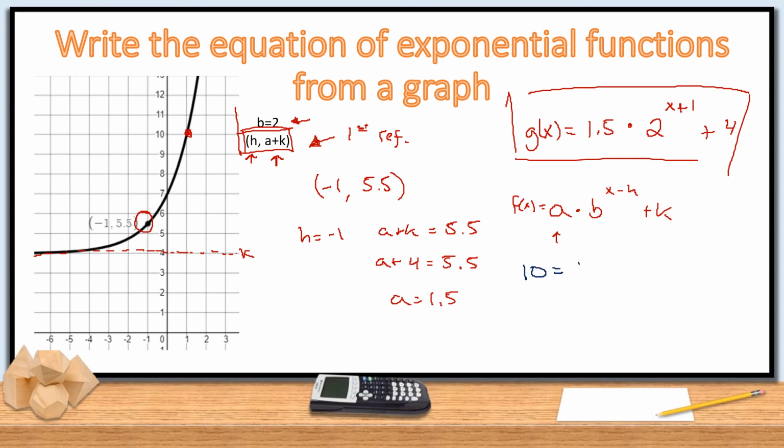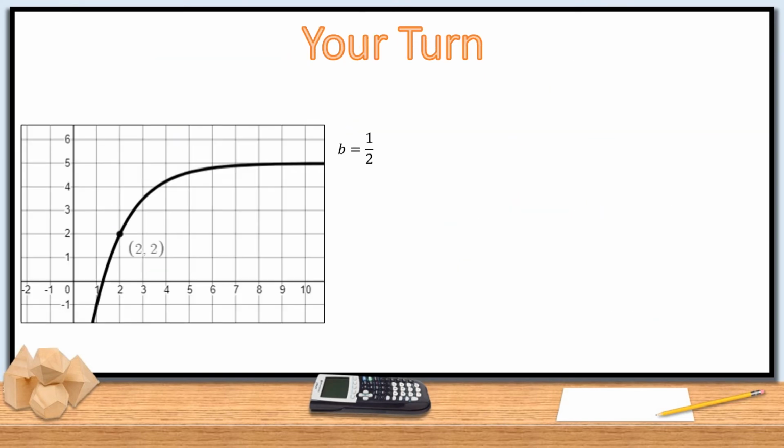10 is equal to 1.5 times 2 to the power of 1 plus 1, plus 4. So 10 equals 2 to the power of 2 is 4. 4 times 1.5 is 6. 6 plus 4 is 10. So I'd be like, yes, this function works. So if I take another point on it, I can verify that my function is correct because it does, in fact, fit the function. So just be aware of that. If you're asked to check your work, that's what they're looking for.